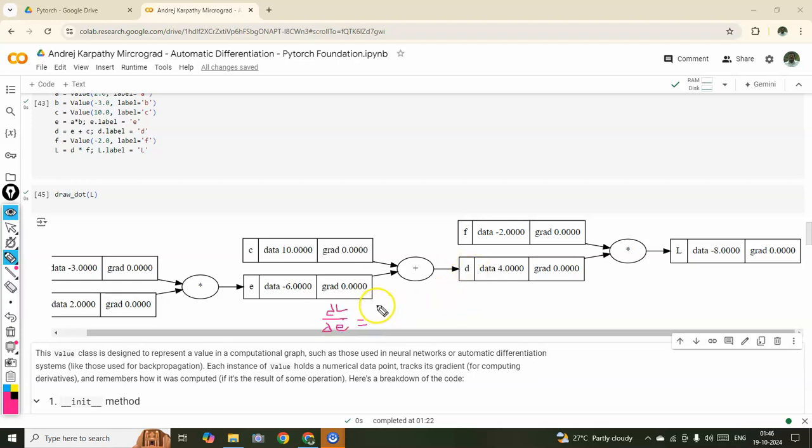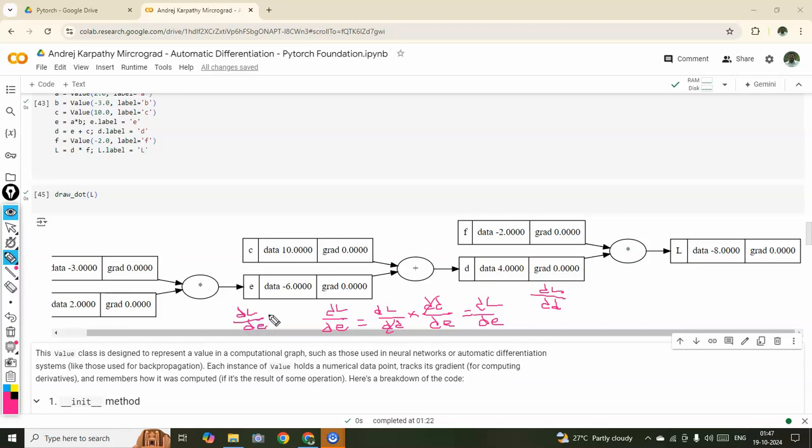So already we have calculated this gradient, which is dl by dd. So dl by de equals dl by dd into dd by de. This will cancel, so dl by d we will get here as dl by de.